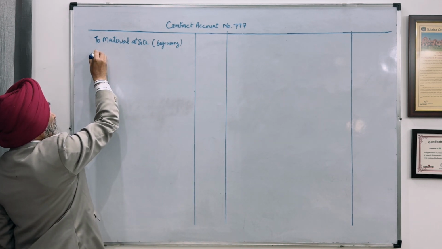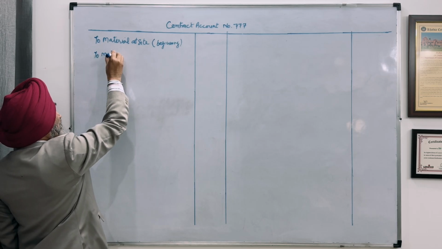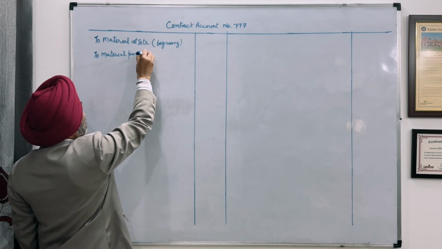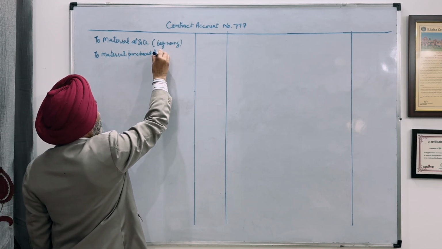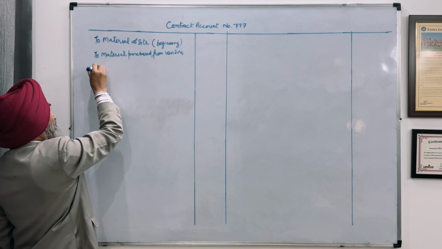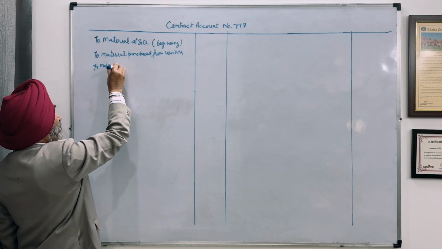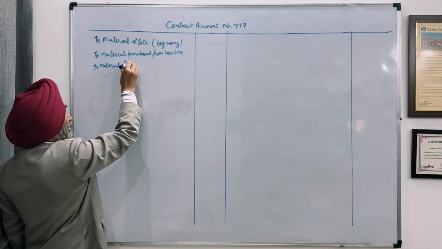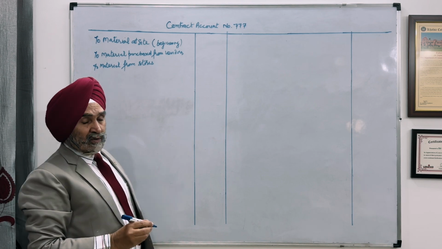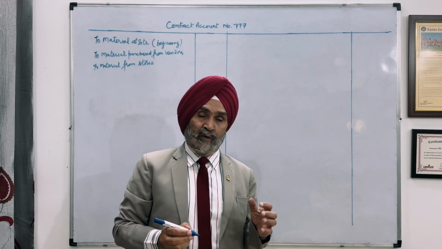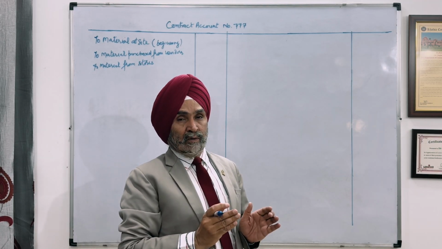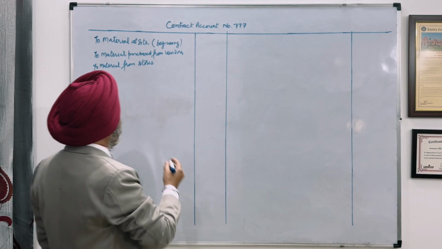Then material purchased from vendors during the year. Whatever material is purchased from vendors will be recorded. Then material may be transferred from stores. That means if material is lying in the godown of the contractor and is shifted to this particular contract, that will also be debited.